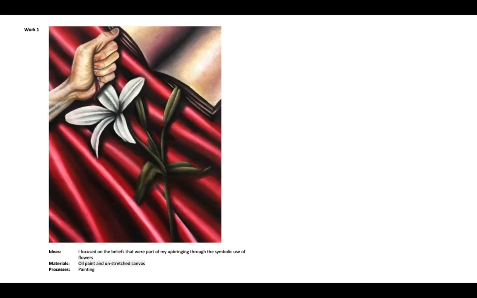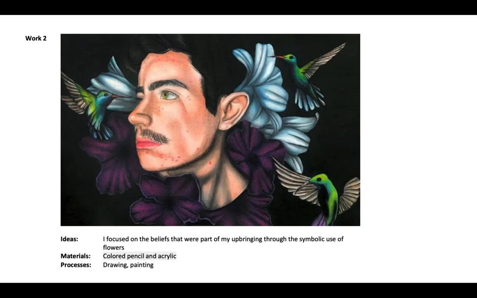So here is our first piece, ideas: I focused on the beliefs that were part of my upbringing through the symbolic use of flowers. Materials: oil painting and unstretched canvas. Process: painting. Second example. So you'll see in these, they still feel connected. I think some of them aren't quite as connected as that last one, which again is fine. The things in your selected works do not all have to be connected.